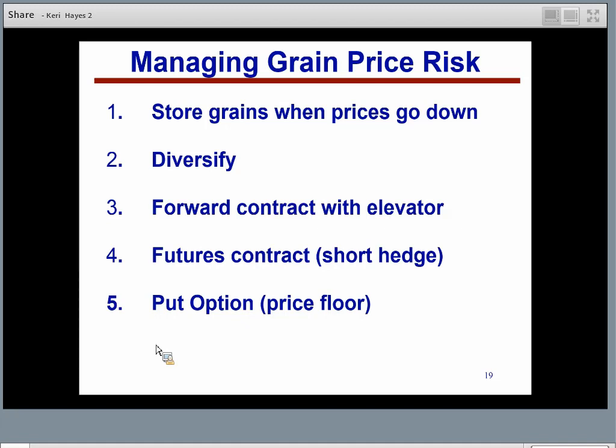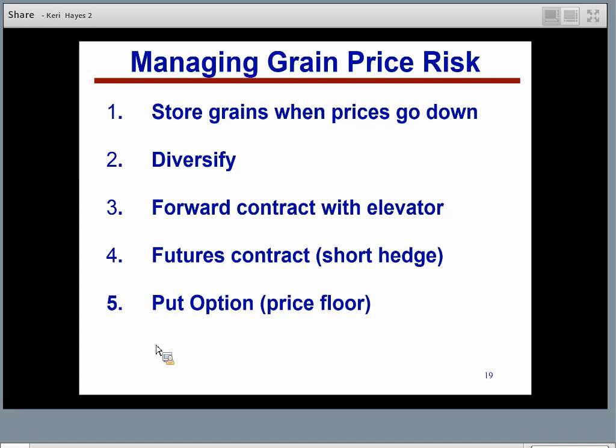Second thing is diversify, right? A lot of people have been growing peas and lentils, for example. Those prices tend to be pretty uncorrelated with wheat prices, so that's a good way of diversifying. Or we can think of wheat and cattle, which traditionally have been a good diversification, because just because the price of wheat is down, it's uncorrelated with the cattle price. So we can diversify in those different ways to manage price risk.